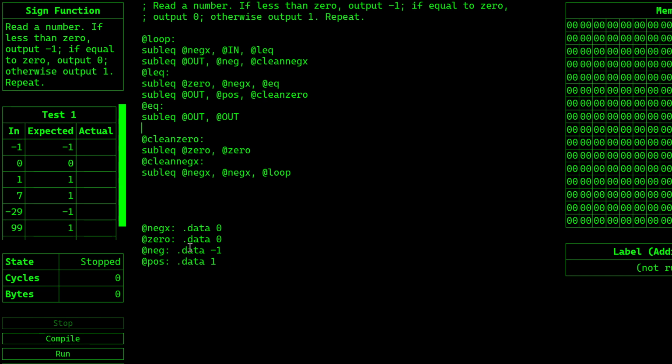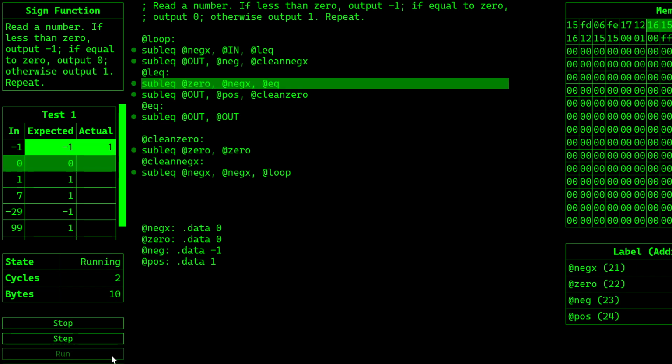Am I using all of these bytes? I am, right? Where's neg? There it is. Pause. Okay. So let's just run this and see what happens. Okay, wrong already. Good. Why?